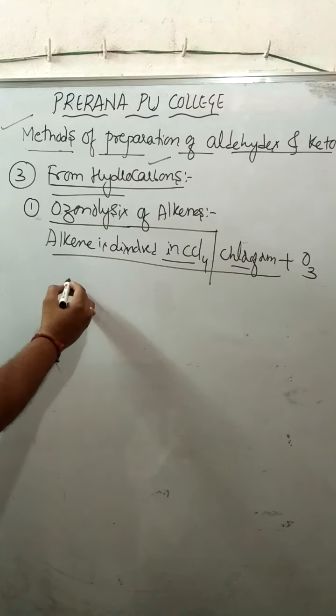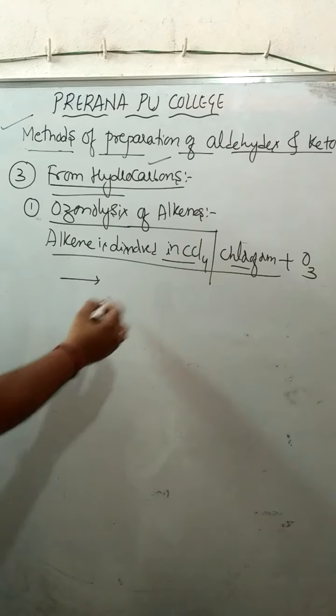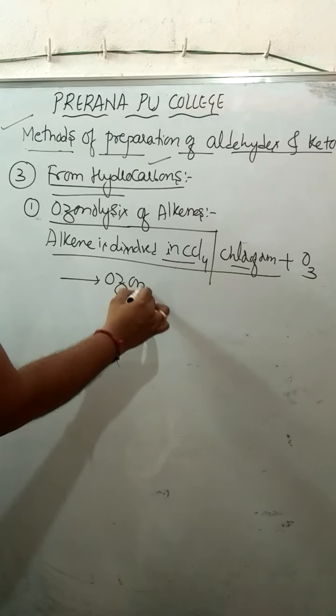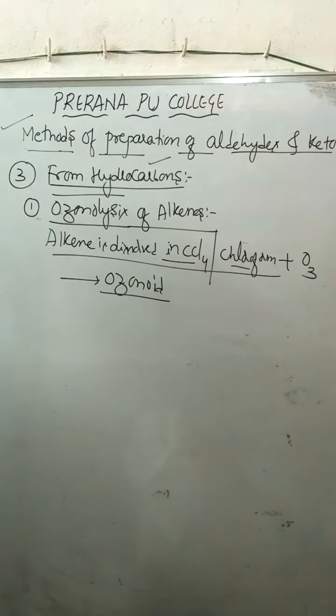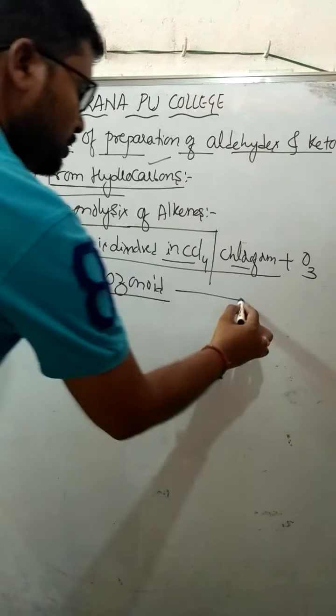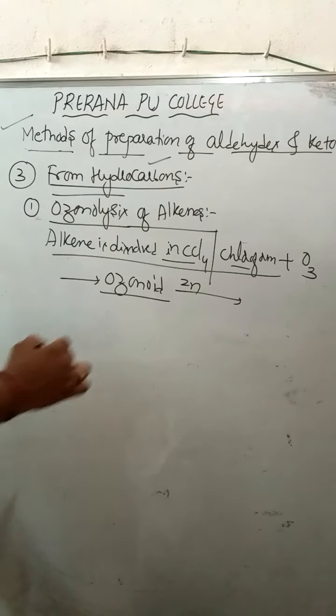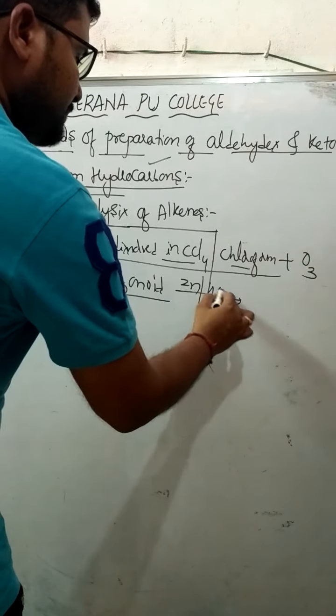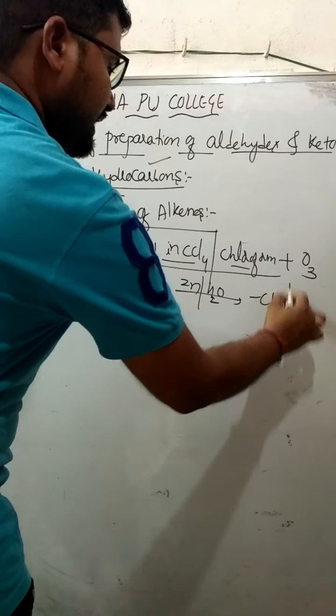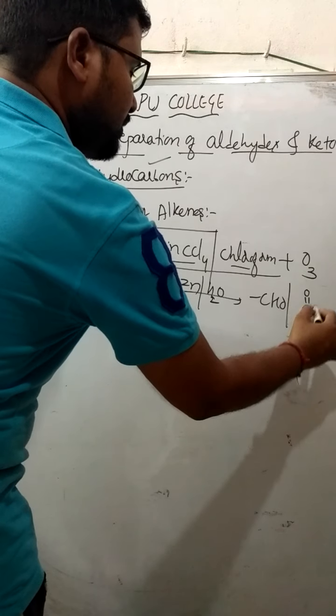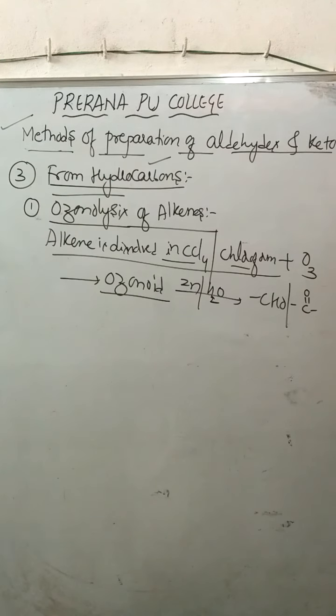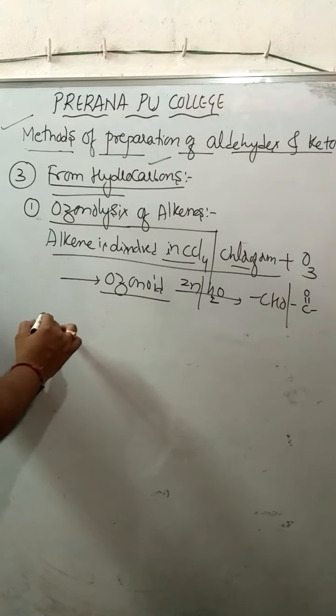So alkene dissolved in carbon tetrachloride or chloroform, when made to react with ozone, gives an addition product called ozonoid. This ozonoid, on further heating with zinc metal and upon subjecting to hydrolysis, will yield aldehyde or ketone as a major product. This reaction is known as the ozonolysis reaction. Now let us discuss the ozonolysis reaction to prepare both aldehyde as well as ketone.